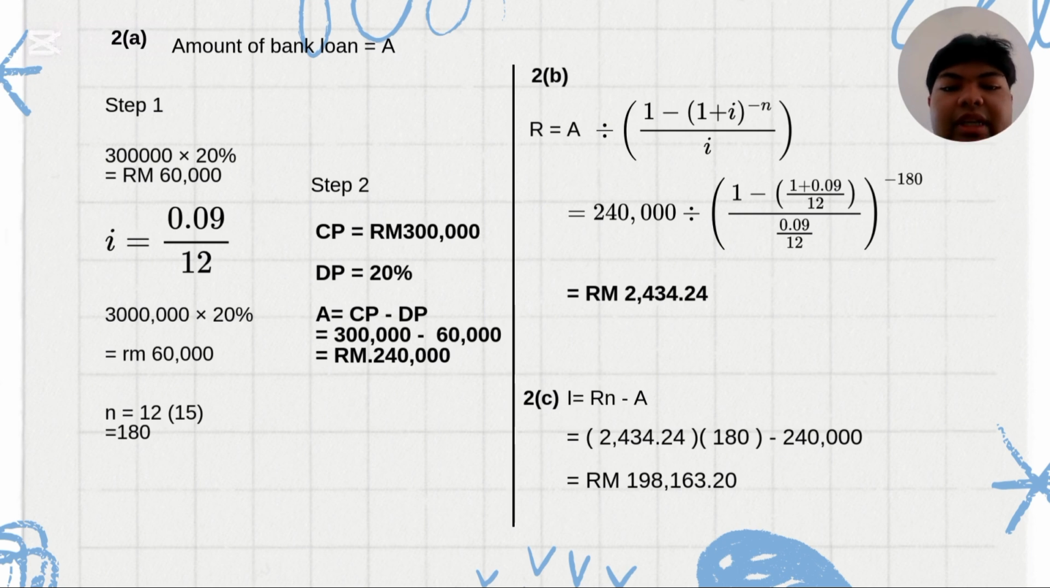Question 2c. You need to use the formula of I, which is I equals to Rn minus A. Now, let's proceed to put our Rn and A, which is 2,434 and 24 cents multiplied by 180 minus 240,000. You will get 198,163 and 20 cents.